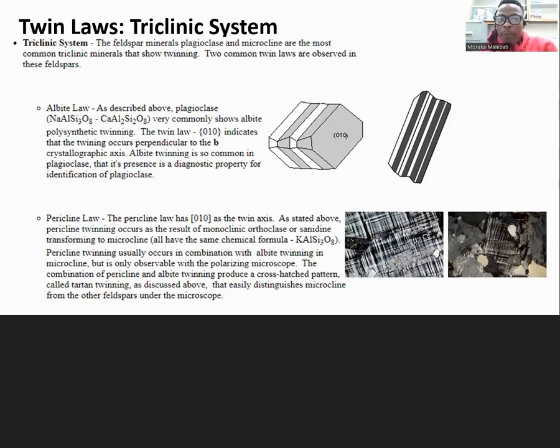We talk about the albite law. If you don't want to say albite law, you can say polysynthetic. Yes, you've guessed it right. And if you don't want to say pericline, you can say tartan twinning. It's the type of twinning resembling the plaid of a Scottish kilt. Now with the albite, we've already talked about it. It shows the zebra stripes.